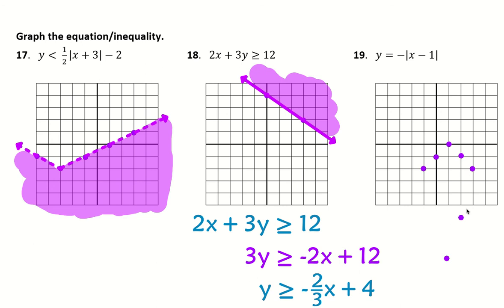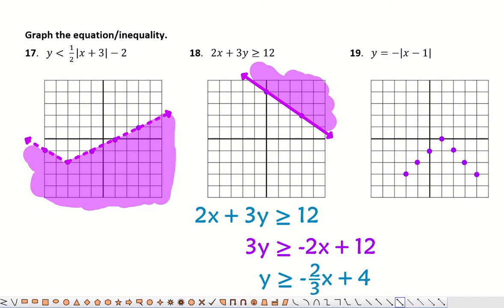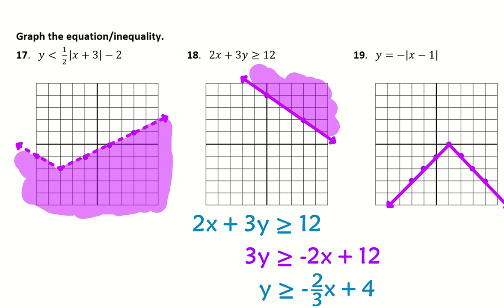Okay, and I have the points here, so I might as well use them. And I'll stop there. And again, this is an equals, so we don't need to do any potential dashed line, and there's not going to be any shading. And that's done now. Number 19 is done.